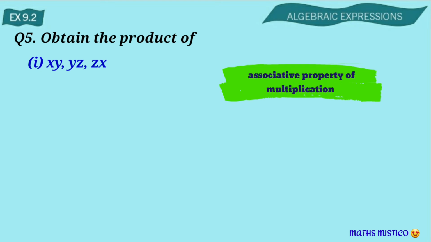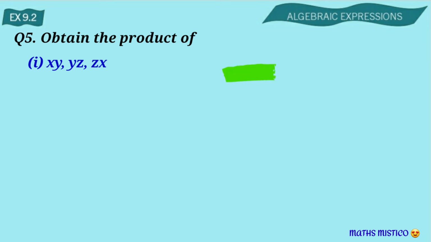Do you remember this property? According to this property, we can first multiply any 2 monomials out of the 3 and then multiply the answer with the third one. So you can multiply any 2 of them first. I am taking the first 2 in brackets and we will first multiply these 2.